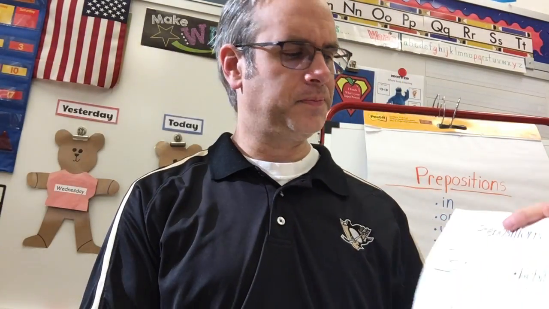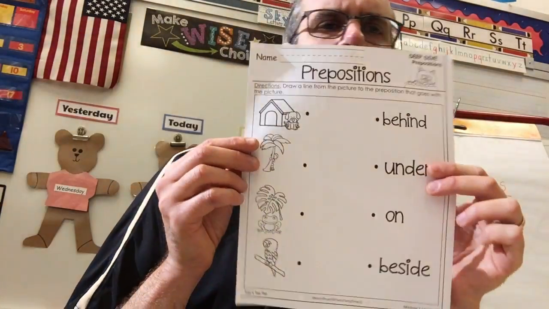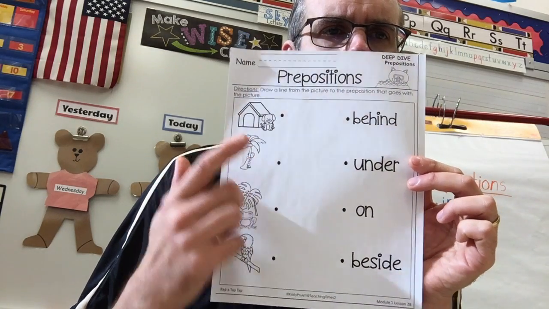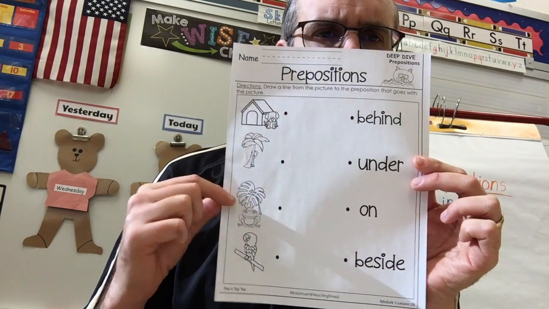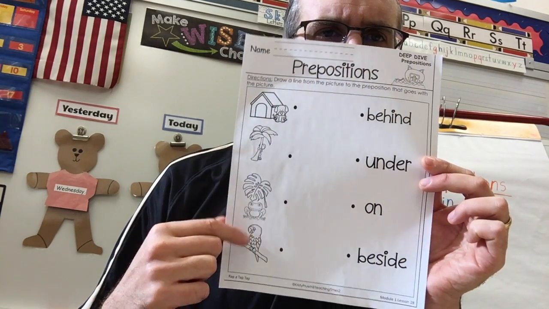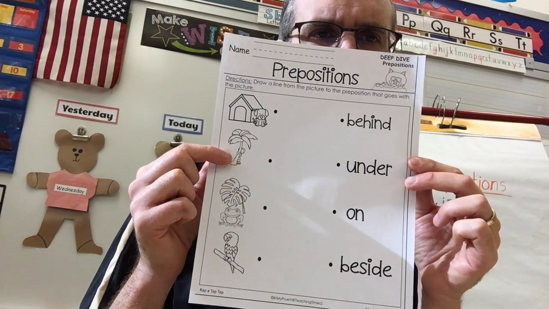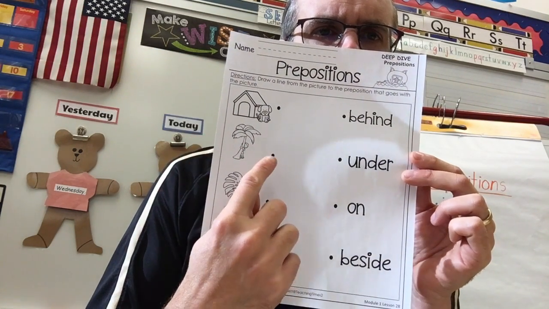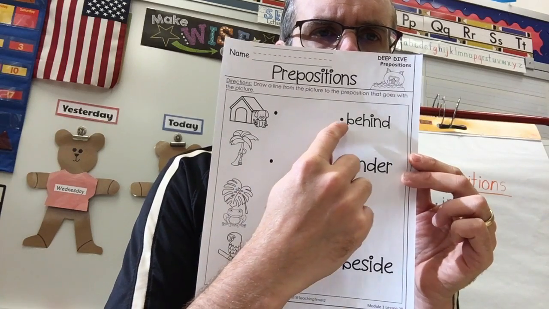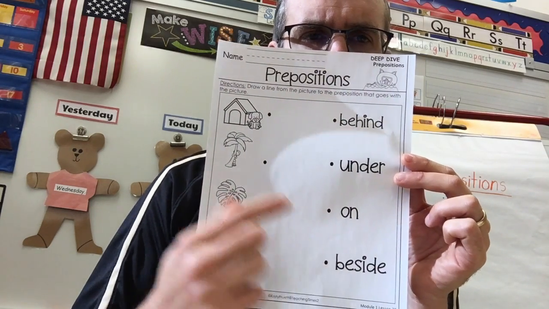The other one has four prepositions, and it's the same kind of skill. You're going to match the word to the picture. There's animals here, and I think there's a kid there. And it looks like that kid's behind the tree. So you would draw a line to connect the dot to the word behind. So there's four words here.